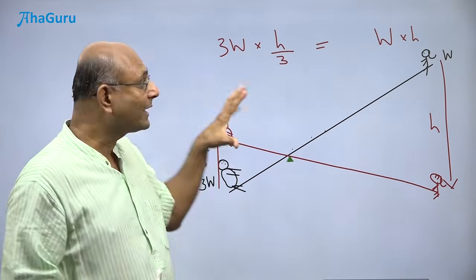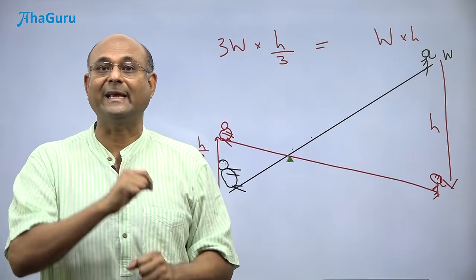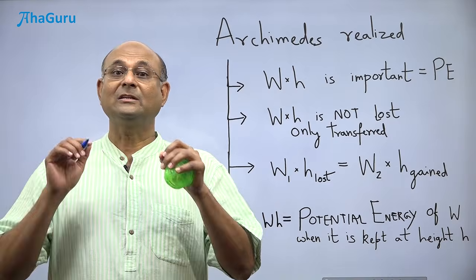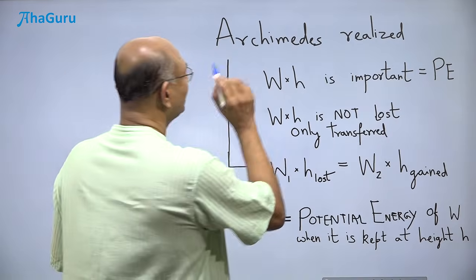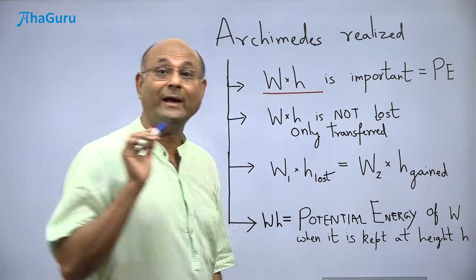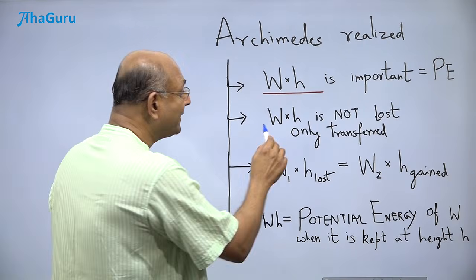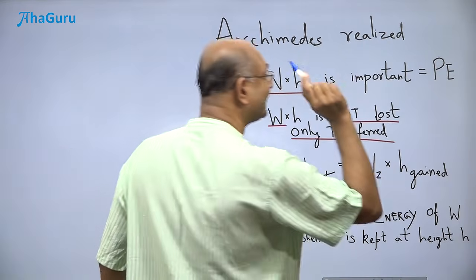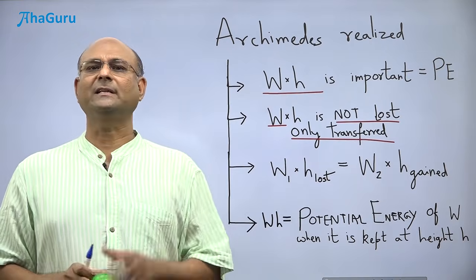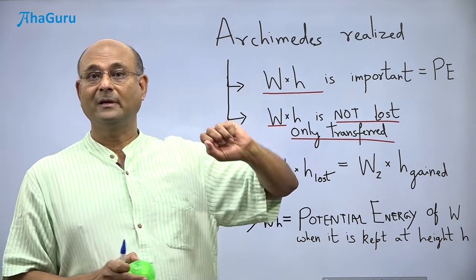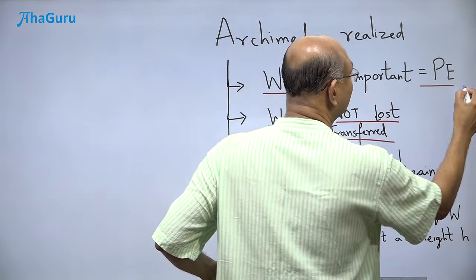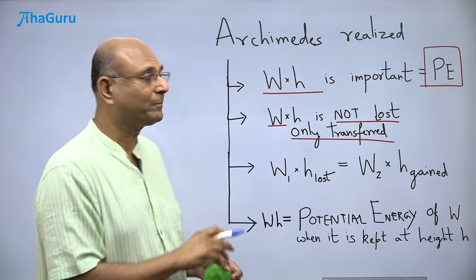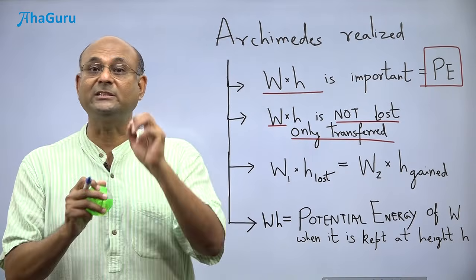Let us now quickly see what Archimedes realized from his experiments. The very first thing that he realized was that weight into height is an important quantity, because weight into height is not lost, it is only transferred. And in physics, whenever something is important, we give it a name. The name Archimedes came up with was the idea of energy. Today, of course, we call it potential energy, PE for short. So weight into height is the potential energy.